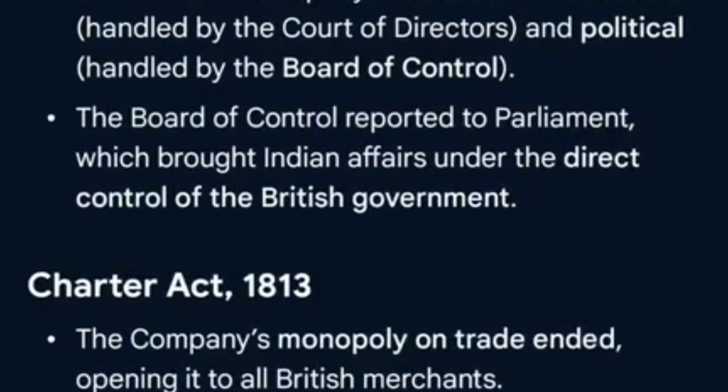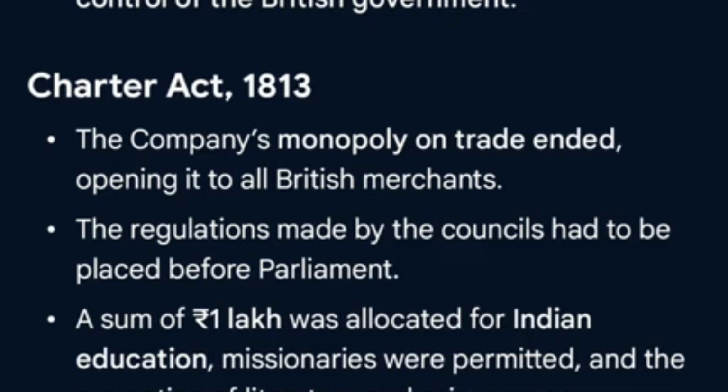Charter Act 1813: The company's monopoly on trade ended, opening it to all British merchants. The regulations made by the councils had to be placed before Parliament. A sum of 1 lakh rupees was allocated for Indian education. Missionaries were permitted, and the promotion of literature and science was encouraged.